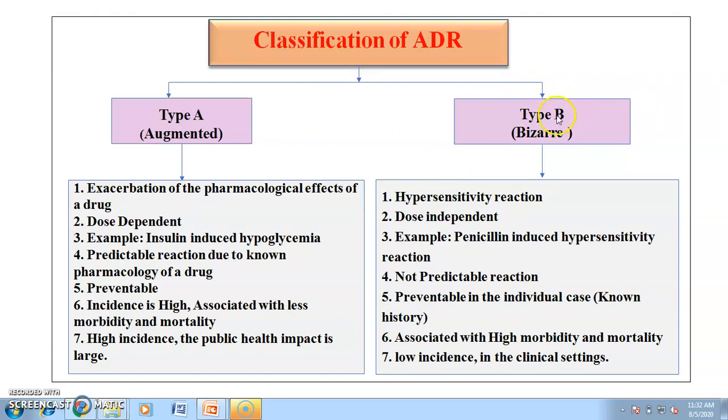Coming to type B reactions, these are hypersensitivity reactions. These are dose independent. They are not dose dependent like in the case of type A. These type B are totally dose independent. An example is penicillin-induced hypersensitivity reactions, or you can take any other drug-induced hypersensitivity reactions. These reactions are not predictable because these are hypersensitivity reactions. These are not caused by the pharmacological effects of the drug, and these can be preventable in individual cases. If the patient's known history is already available, we can prevent it. And the associated morbidity as well as mortality is very high here, but in clinical settings the incidence is very low.